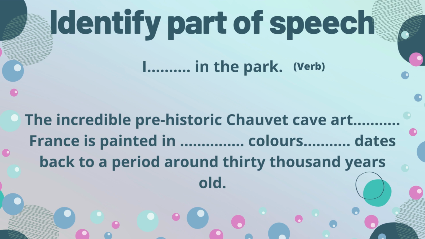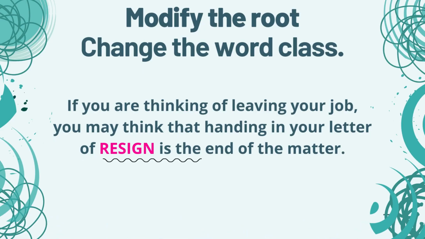Check this other example. The following example is a bit harder and it is used in Cambridge examinations to certify from level B1 to C2. Let's have a look. The incredible prehistoric Chauvet cave art, space, France is painted in, space, colors, space, dates back to a period around 30,000 years ago. You can see that the first line requires a preposition, the second line needs an adjective, and the third line needs a conjunction. If you know the answers, please write them down in the comments.